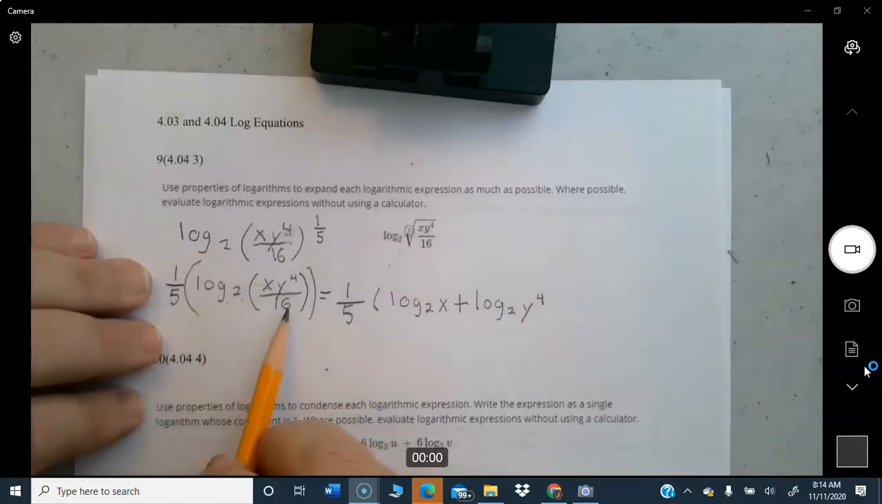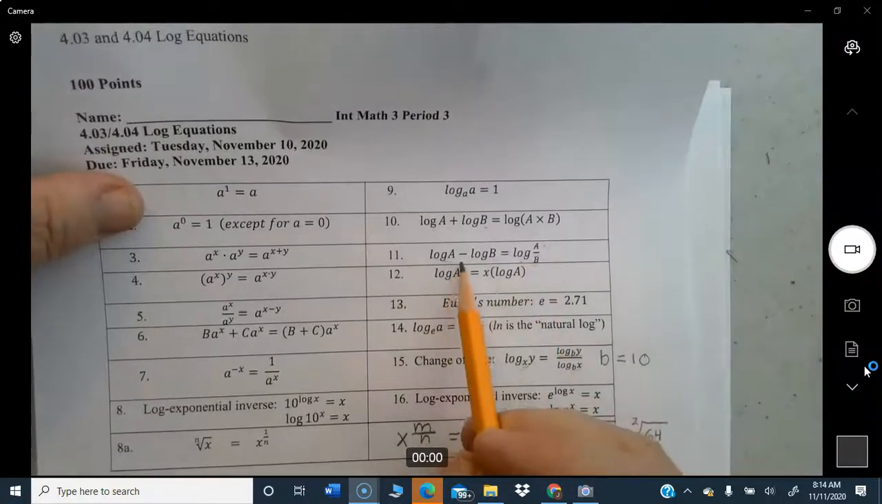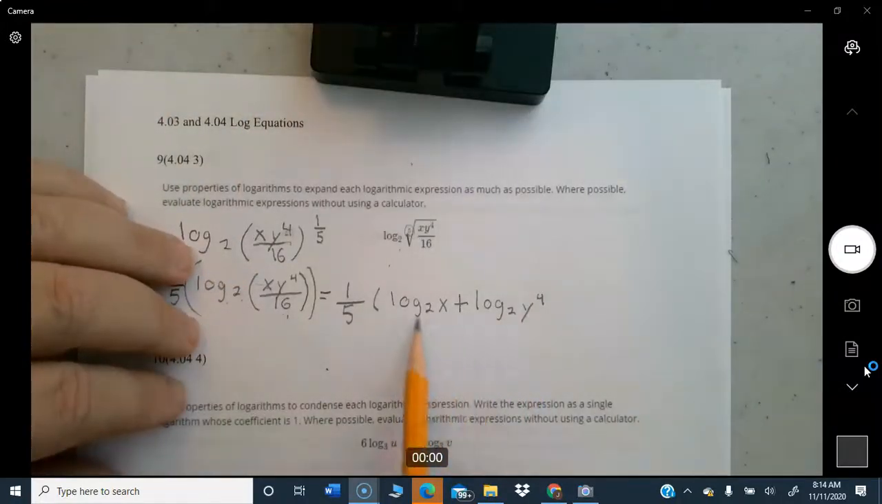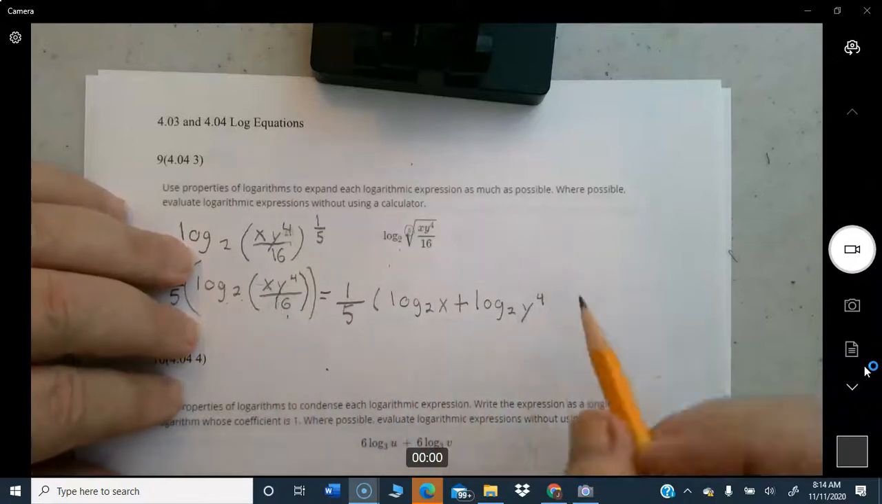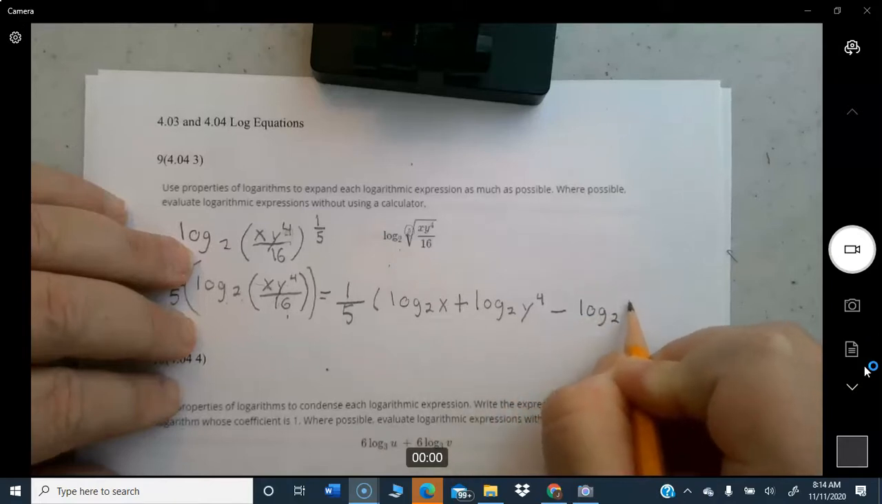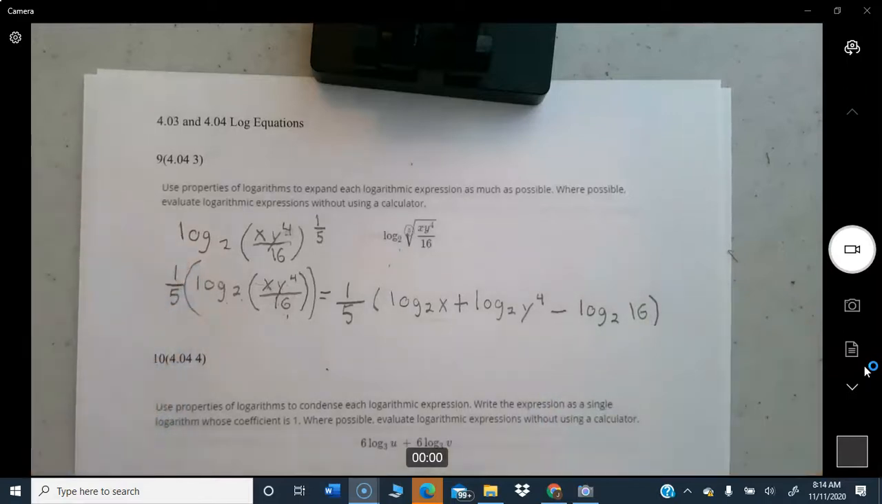Now that's divided by 16. So what do you do when you have something divided by something? You use this. Log of A over B equals log of A minus log of B. So we're going to count this entire thing as the log of A. The 16 is the log of B. So now we're just simply going to subtract. And we're going to keep that all in parentheses. So that's a little tricky. Be sure you're comfortable with that.